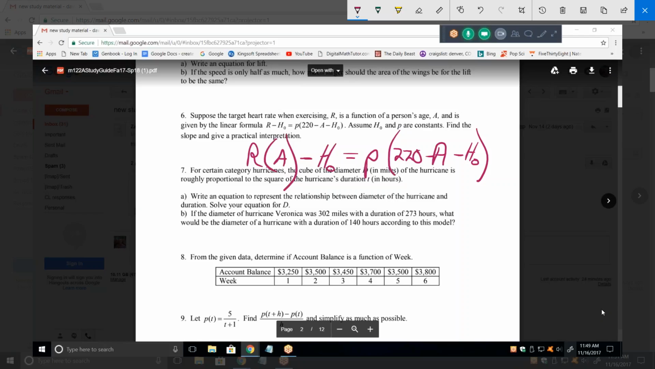r of a, we can call that y, right? And we want an equation. If we can put it in this format, they're asking, what is m? So how do we put this in this format? You add the, or no? Yeah, well, you're right. I can add the h sub o.